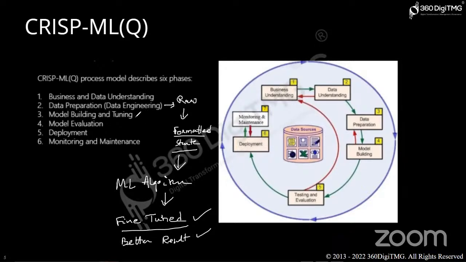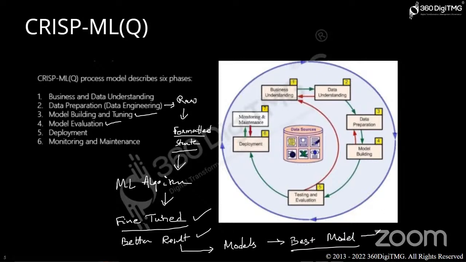Once model building and fine-tuning is done, we'll compare all the models we have used. We'll compare their performances based on a performance metric, and we'll be learning about performance metrics also. Based on the chosen metric, we see which model performs best, and from this we choose the best model. This is done in the model evaluation step.